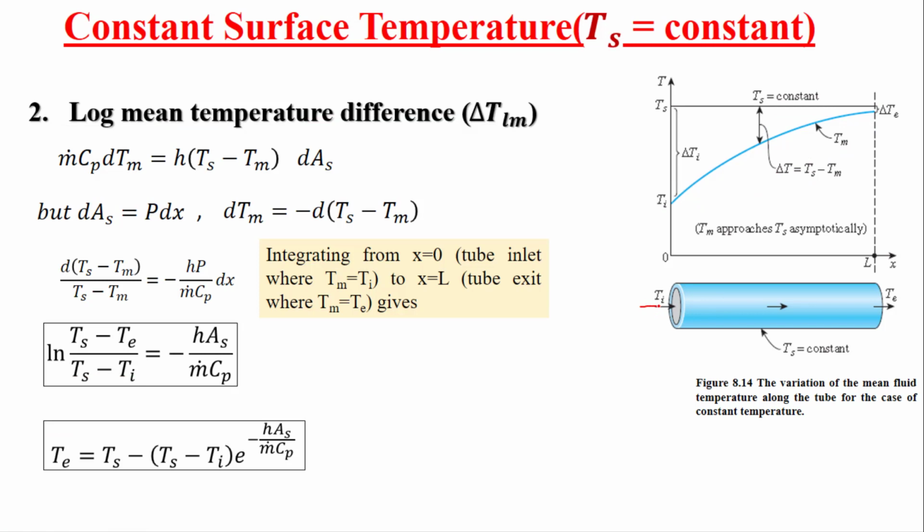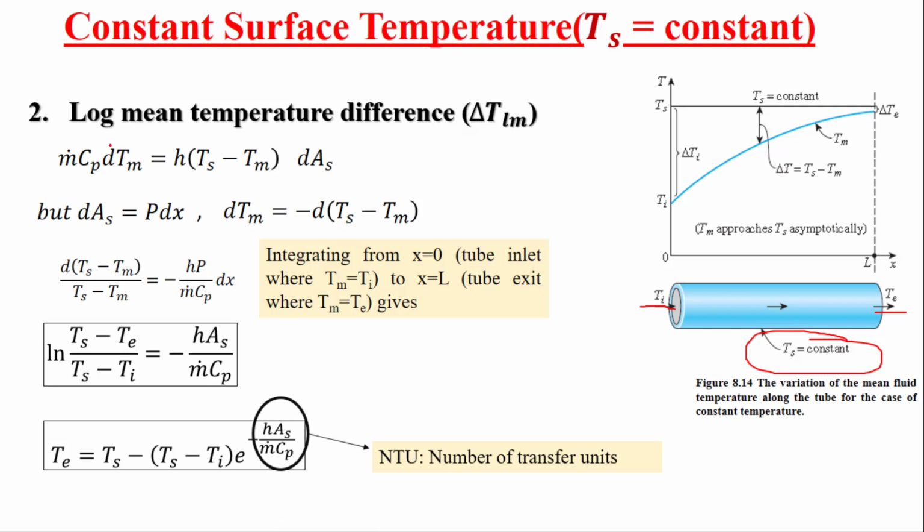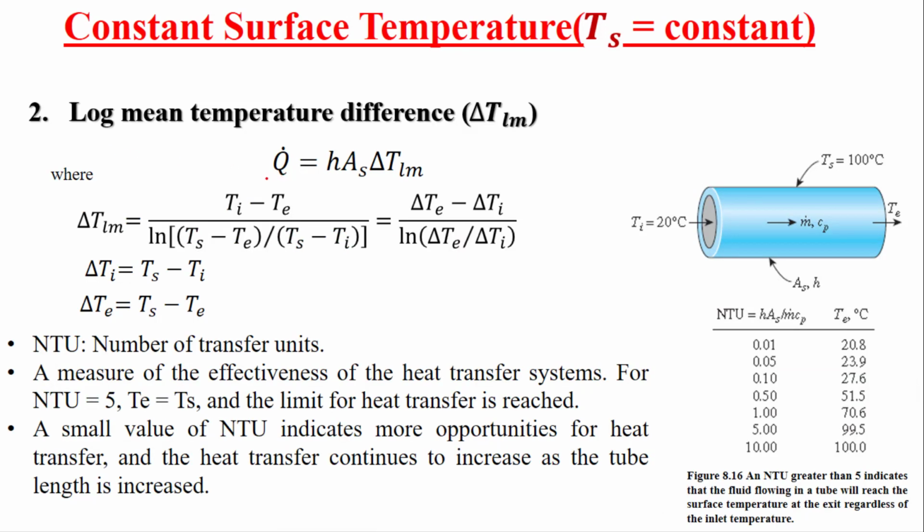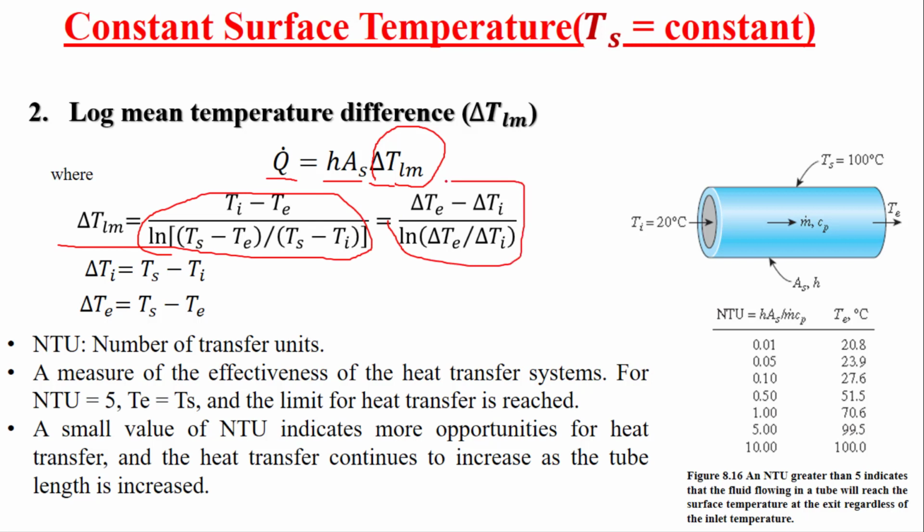Okay, so here T inlet, and here we have T exit, and the surface temperature is constant. In order to derive the equation, I'll show you the final format of this equation. Q is equal to h A_s, instead of delta T average, I'll use delta T log mean. And this delta T log mean is equal to this equation or this one.